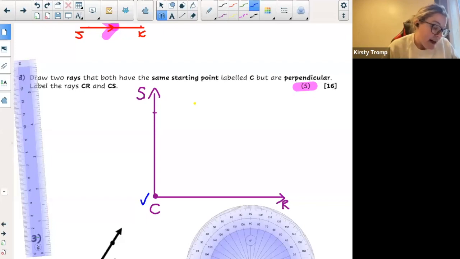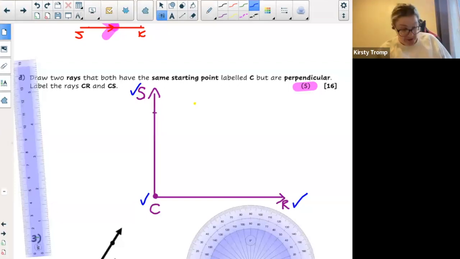Next thing. Did I have 2 rays? Tatenda, is there 2 rays? Okay, I think I've lost Tatenda. So guys, I'm going to carry on. I've got 2 rays, and I called them CR and CS. So that gives me 3 out of 5 so far.